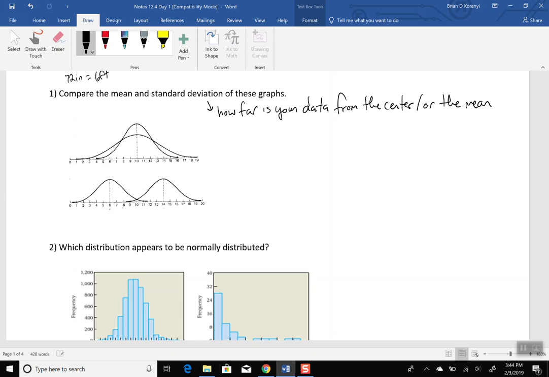Okay, so we look at these two graphs. We got this one right here and this one right here. And we can see they are symmetrical, and they're symmetrical about this number 10. So the mean, which we'll call x bar, is the same for both. They both have an average of 10. However, their deviations are different.